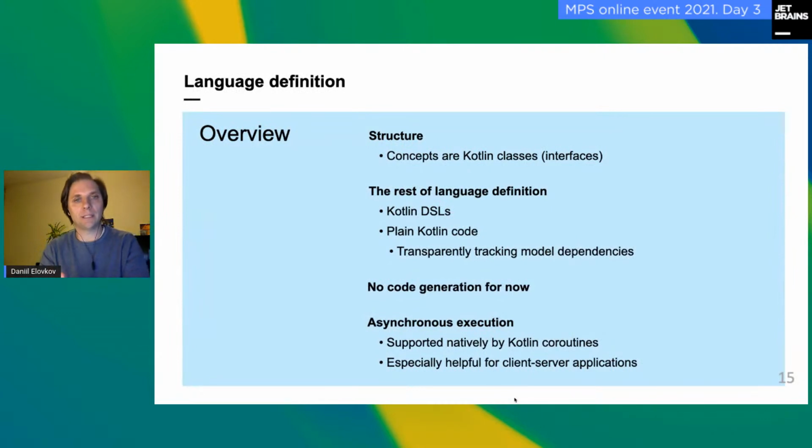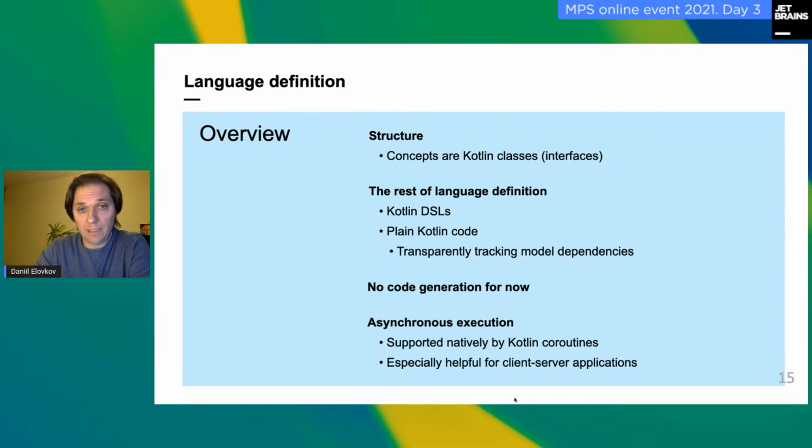So let's see how it looks now. Knowing Kotlin syntax would be a plus, but that's not that important really. So from a very high level, it looks like this. Structure-wise, concepts are Kotlin classes or interfaces. The rest of the language definition is done via some Kotlin DSLs, rather lightweight at the current moment.